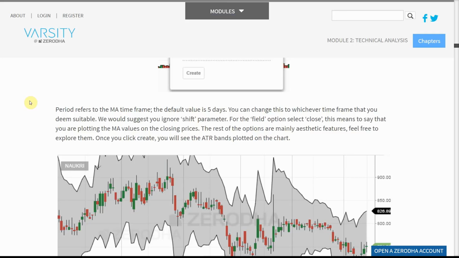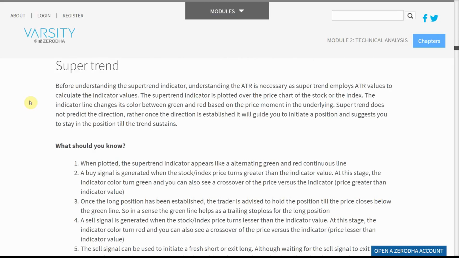Supertrend. Before understanding the supertrend indicator, understanding the ATR is necessary, as supertrend employs ATR values to calculate the indicator values. The supertrend indicator is plotted over the price chart of the stock or the index. The indicator line changes its color between green and red based on the price movement in the underlying. Supertrend does not predict the direction. Rather, once the direction is established, it will guide you to initiate a position and suggests you stay in the position till the trend sustains.